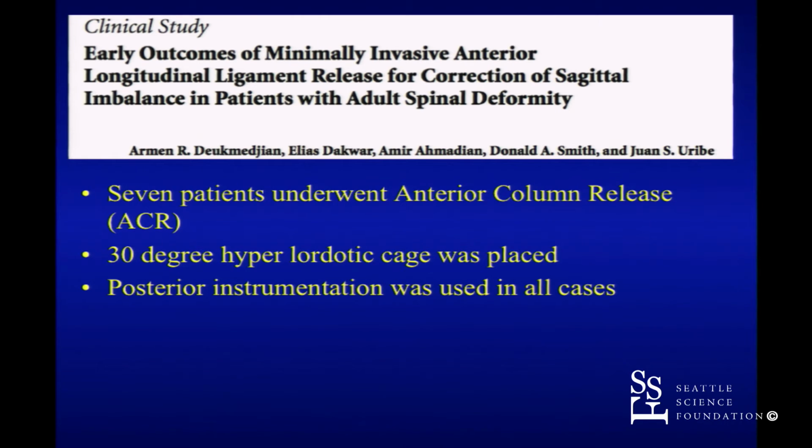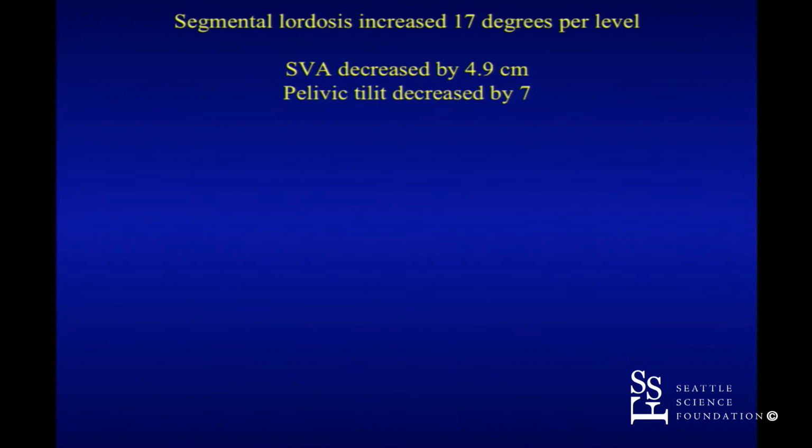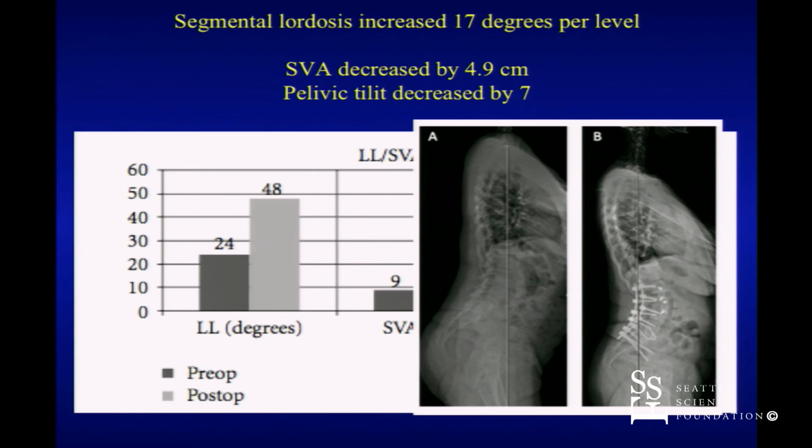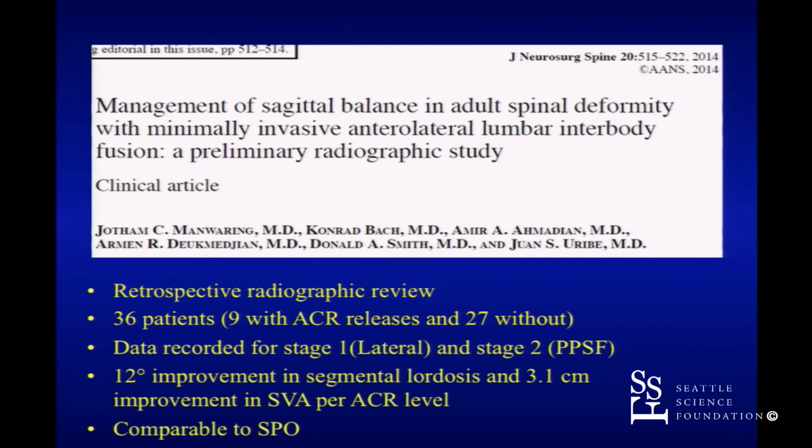In this study, they did anterior column releases in 7 patients, and they placed a 30-degree hyperlordotic cage as opposed to the standard lordotic cage, and they put posterior instrumentation in all these patients. They showed that their segmental lordosis increased 17 degrees per level. But more importantly, their SVA decreased by almost 5 centimeters. That's huge, and their pelvic tilt decreased by 7. So that's a pretty significant number. This bar graph shows the improvement in lumbar lordosis, SVA, and pelvic tilt. And this is just a radiographic picture that they had. So anterior column releases seem to be beneficial.